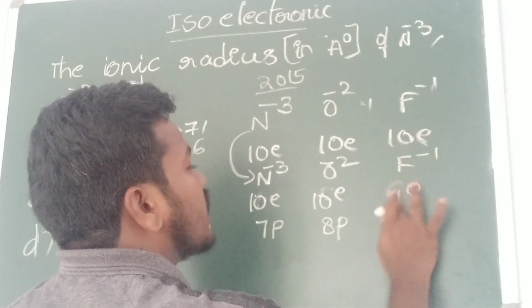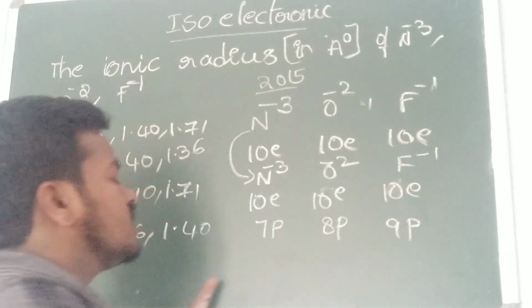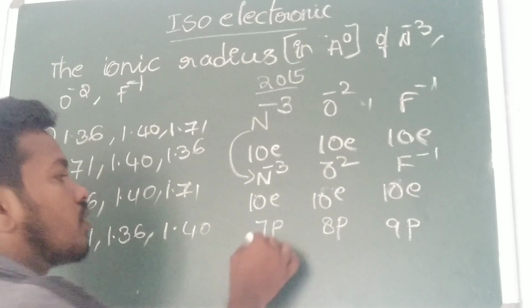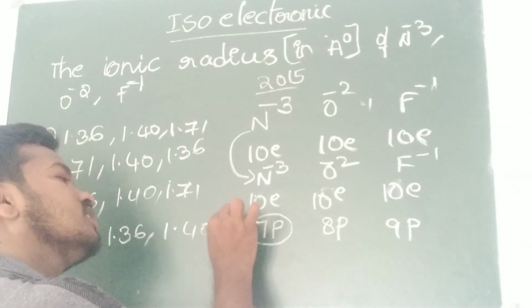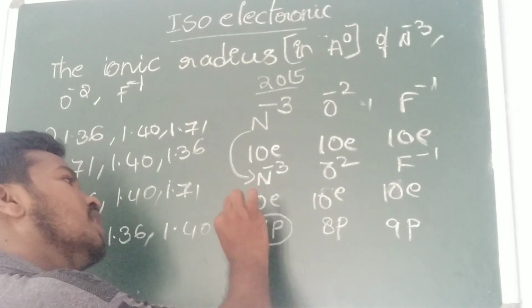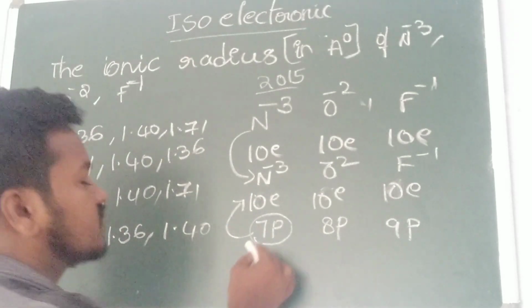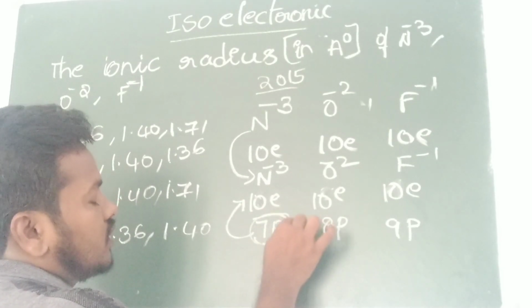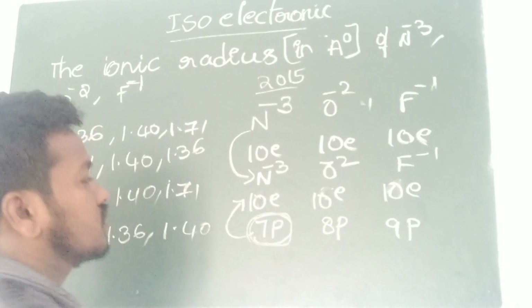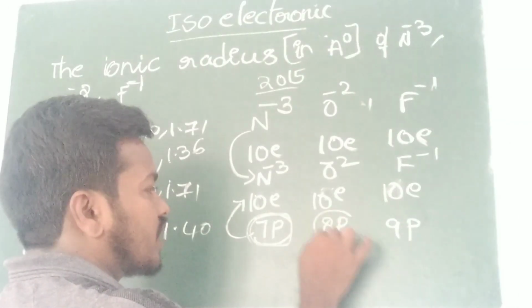Oxygen has 10 electrons, fluorine also has 10 electrons. The electron number is increasing, the proton number is not increasing. That means the nuclear charge is neither increasing nor decreasing. So see here, 7 protons can hold only 7 electrons. What about the remaining 3? Automatically they will escape from the nuclear force of attraction, so automatically size will be more.